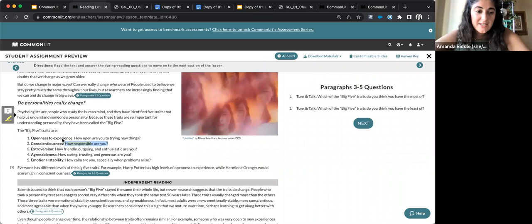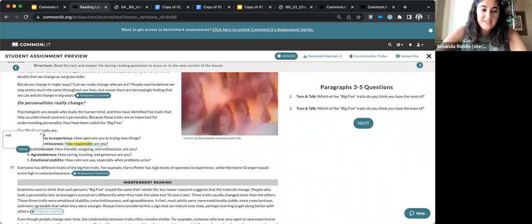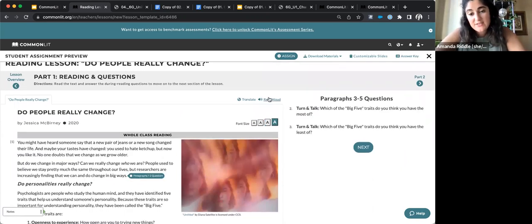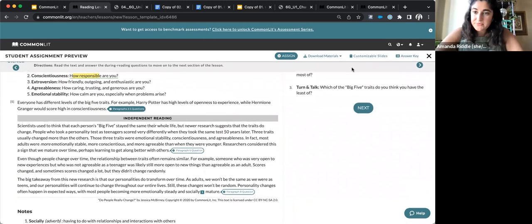Annotations and notes could not be easier. And when you assign these digitally, again, you're able to actually see your students' annotations. They can adjust the font size. There's the read aloud option, the translate option. Again, everything is here for you.